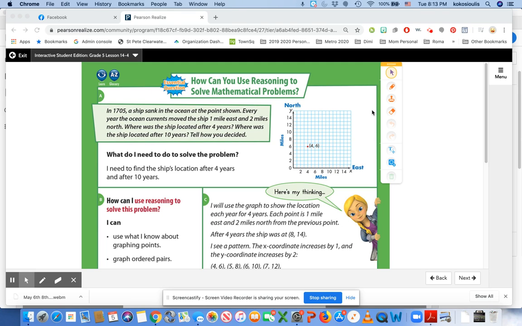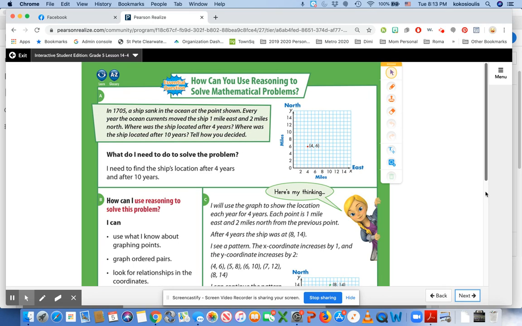Okay, guys, happy May 6th. I'm so excited. We're at the end of unit 14. I know that was a short unit, but it's a good one. And we're going to do a lot more of it in sixth grade. So you're going to have fun then.